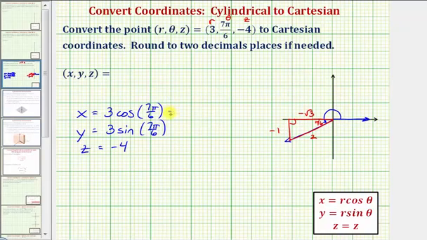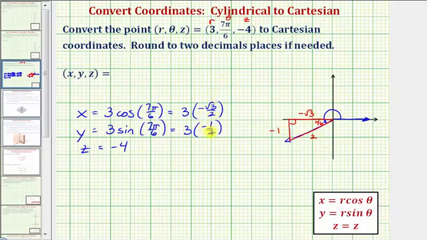So for x, we have x equals 3 times cosine 7 pi over 6, which is equal to the ratio of the adjacent side to the hypotenuse, which would be negative square root 3 divided by 2. We'll verify these trig function values in just a moment on the unit circle. And for y, we'd have 3 times sine 7 pi over 6, which is equal to the ratio of the opposite side to the hypotenuse, which would be -1/2.